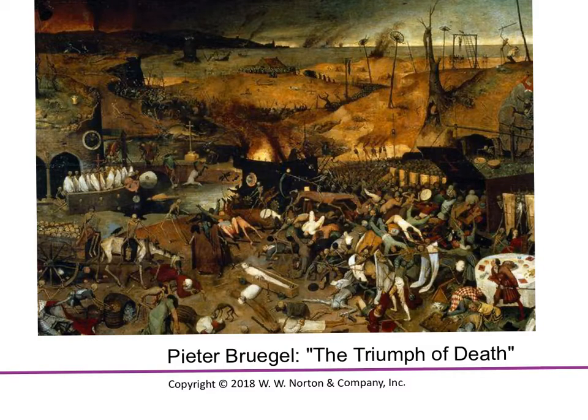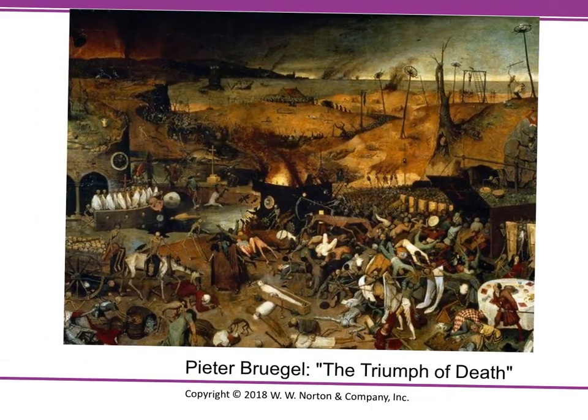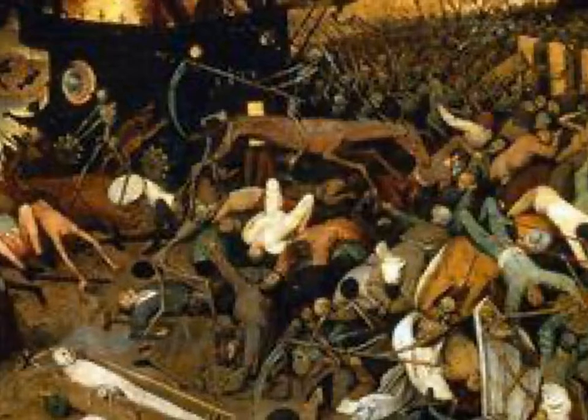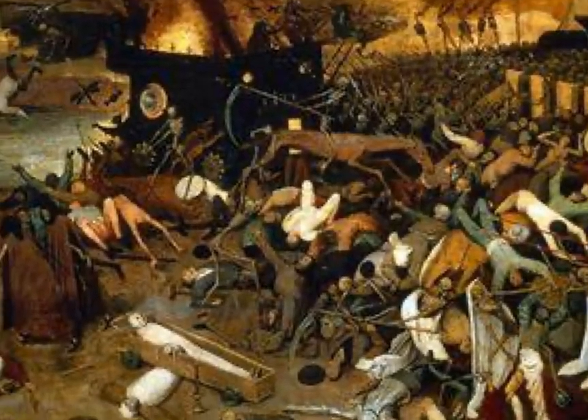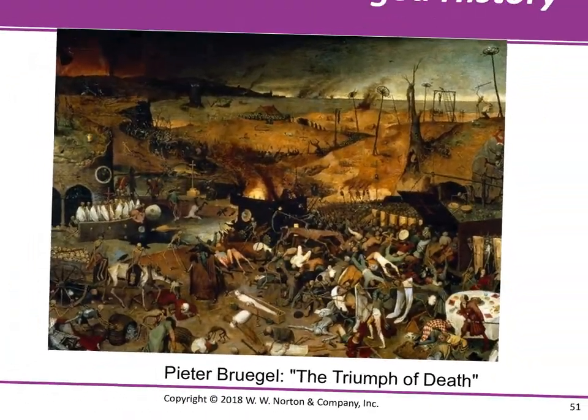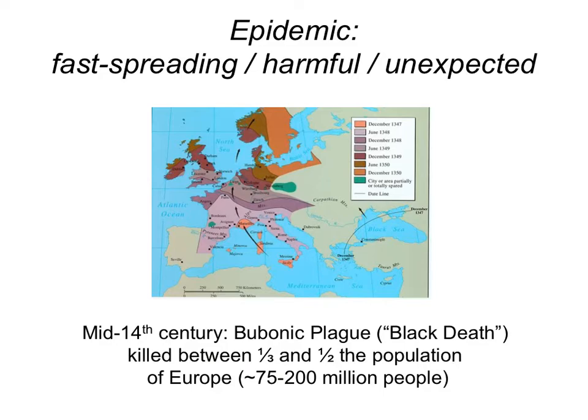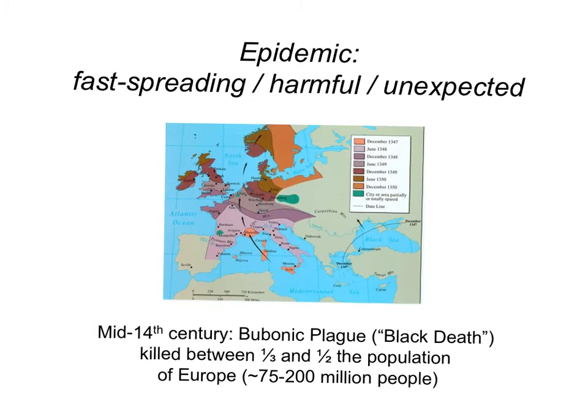Look at this very dark, sort of terrible painting. He painted it, I think, in the 1500s after an outbreak. So an epidemic is a fast-spreading, harmful, unexpected pathogenic disease that infects a lot of people.